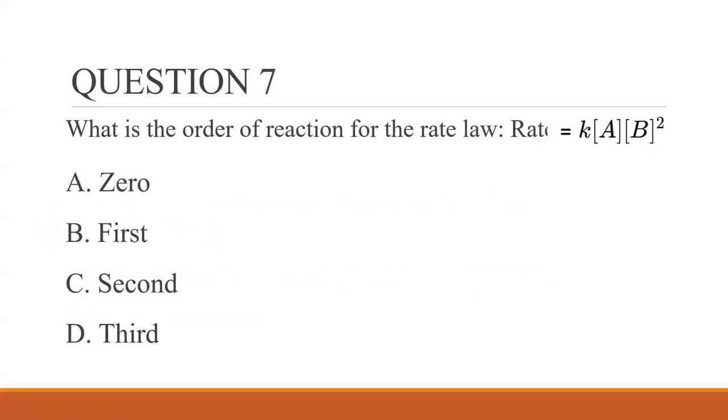What is the order of reaction for the rate law? Here the rate is equal to k times the concentration of A times the concentration of B squared. So the order of reaction would be the sum of the order of the reaction with respect to A, plus the order of reaction with respect to B. So this is raised to a power 1, this is raised to a power 2.